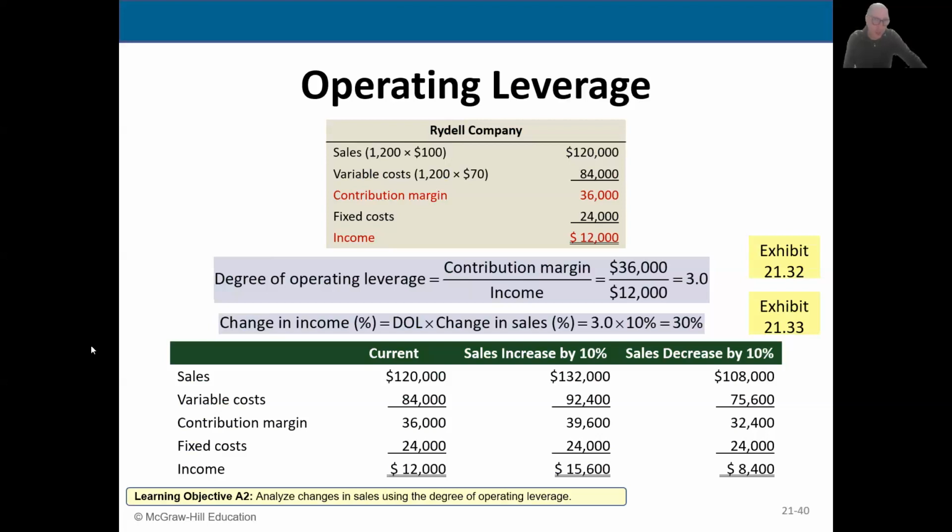And of course, to find the change in income based off of the degree of operating leverage, we take the degree of operating leverage, in this case 3, times a change in sales percentage. How do we find the change in sales percentage, you might be asking? The change in sales percentage comes from the current year minus the old year, or previous year. Current month minus the previous month.